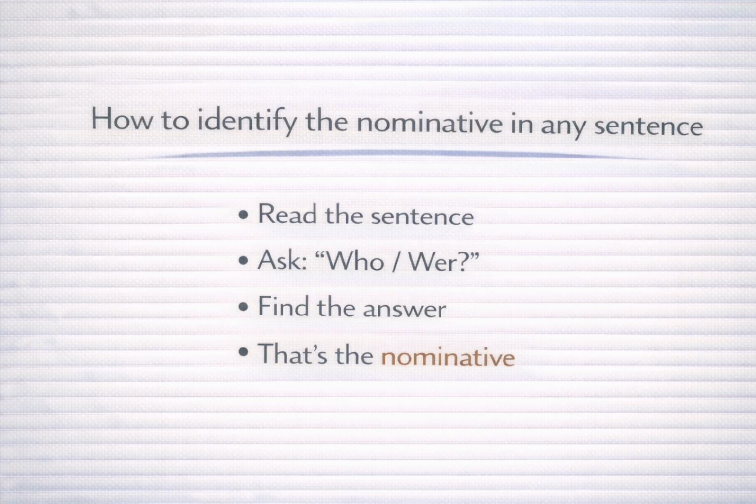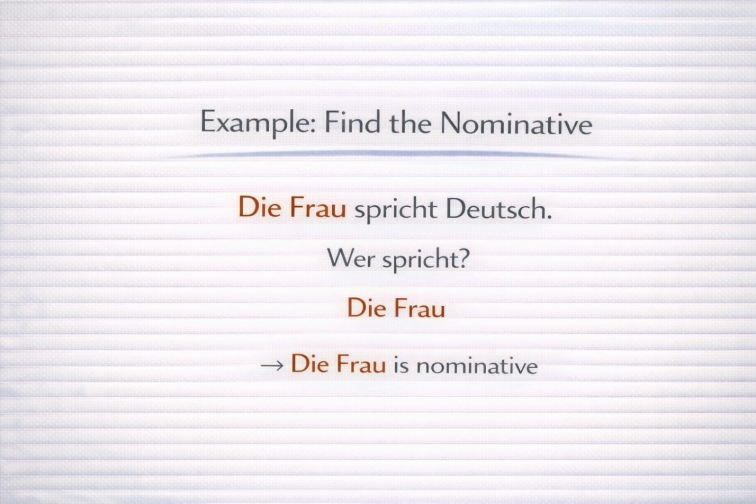If you are unsure how to find the nominative, follow these steps. First, read the sentence. Second, ask, who or what, wer or was. Third, find the answer. The answer is the nominative case. Let's practice once more. The sentence is Die Frau spricht Deutsch. Ask the question. Wer spricht? Who's speaking? The answer is die Frau, the woman. So die Frau is in the nominative case.